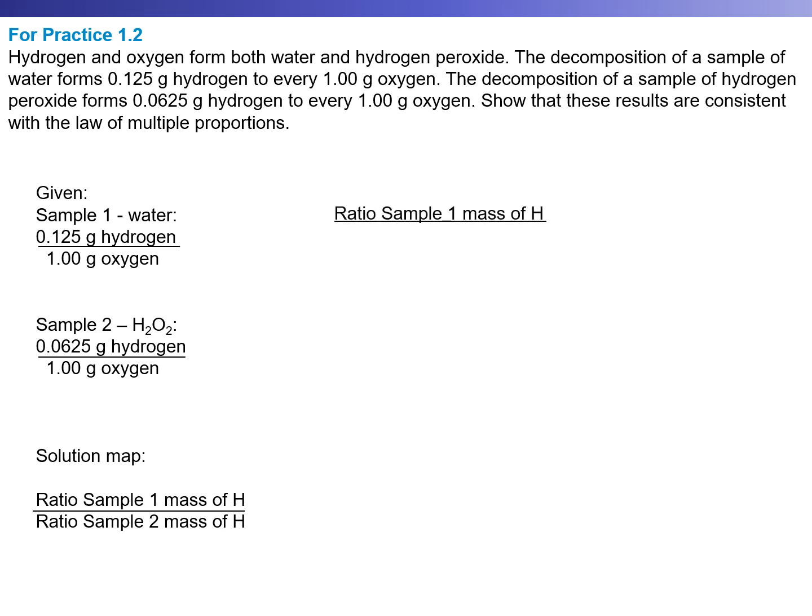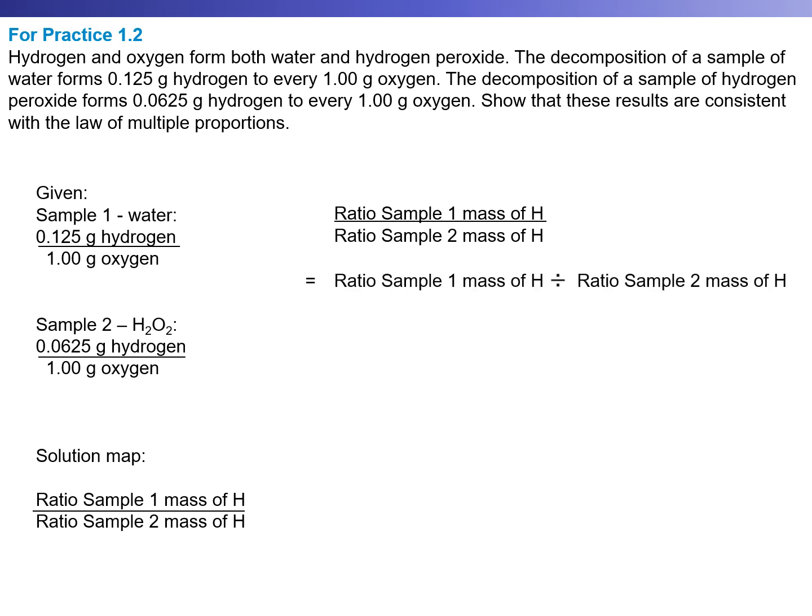So let's go ahead and get started with that. Now, another way to write this ratio instead of as a fraction is to actually go ahead and use the division sign. So we can take the ratio of sample 1 and divide it by the ratio of sample 2 of hydrogen in both cases.